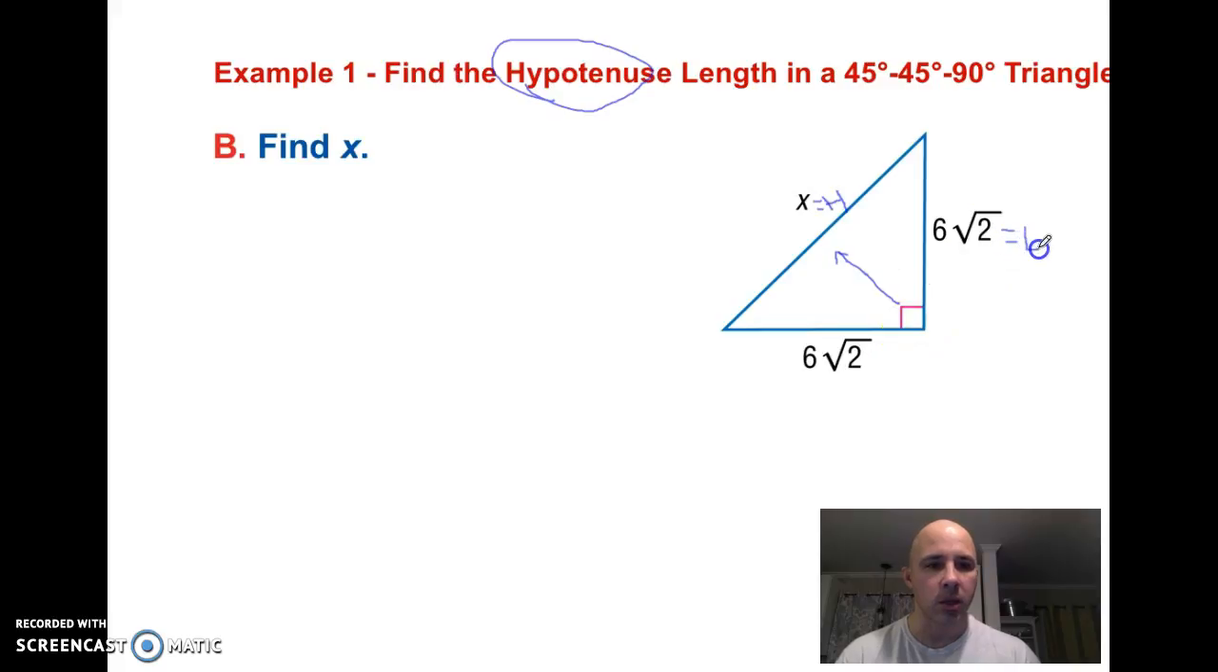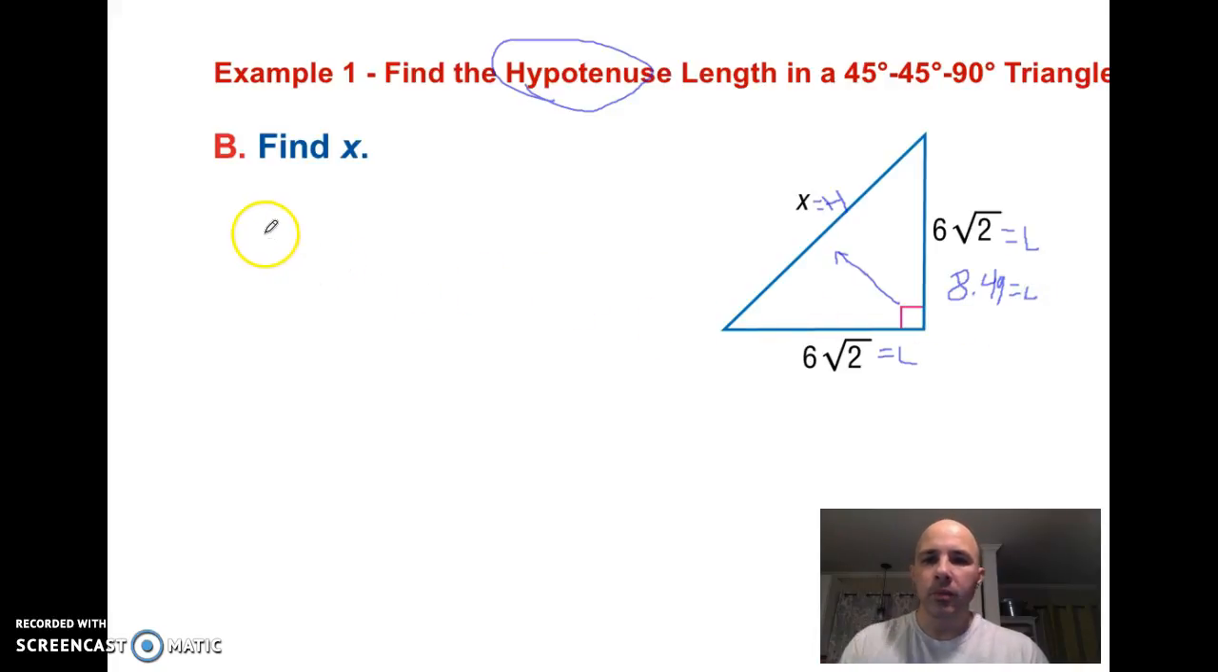It's the same thing. In this case, if you don't like the radical, just put it into your calculator: 6 times the square root of 2. You're going to get a nice little number, 8.49, for the length of the side.